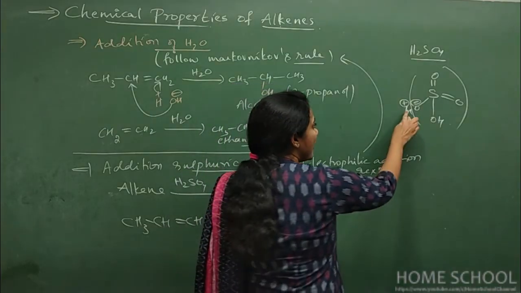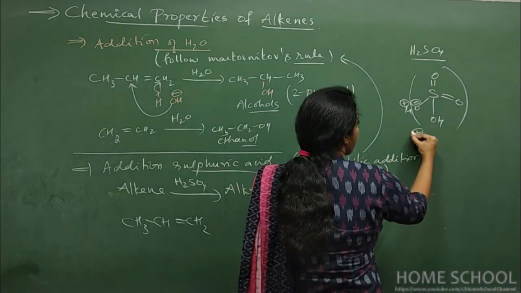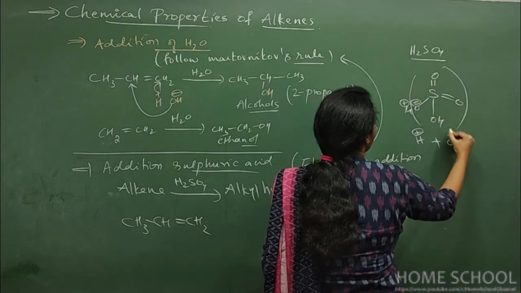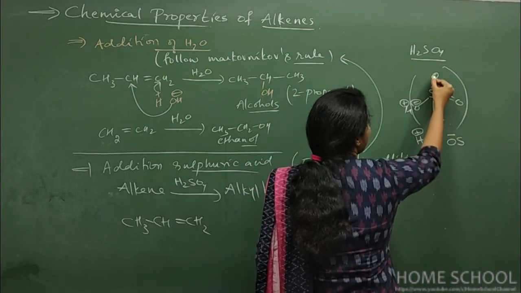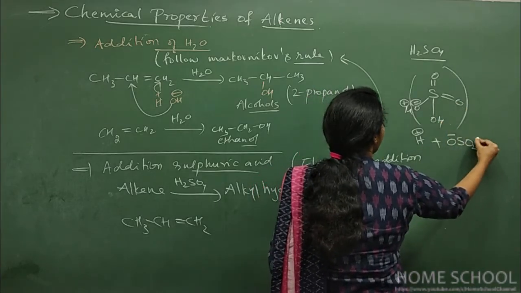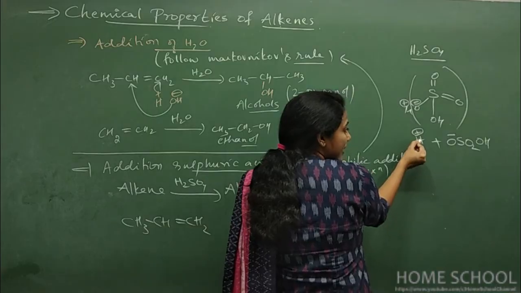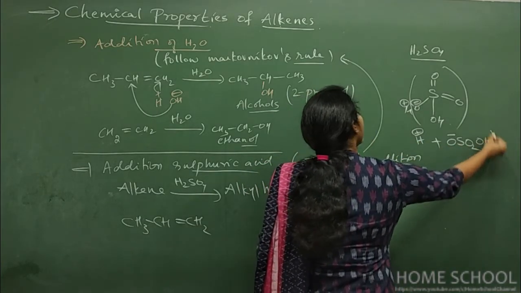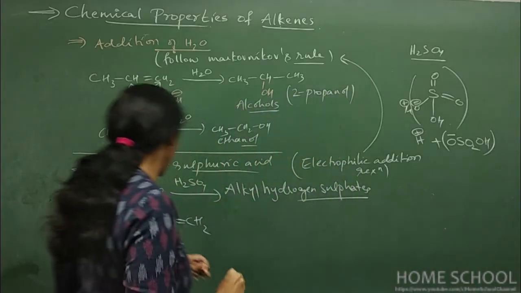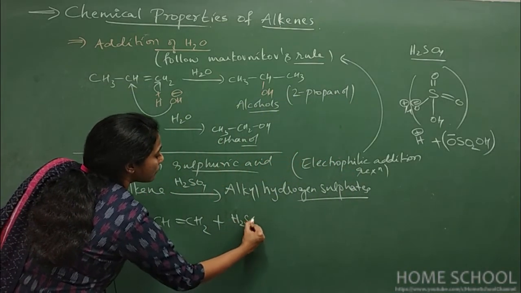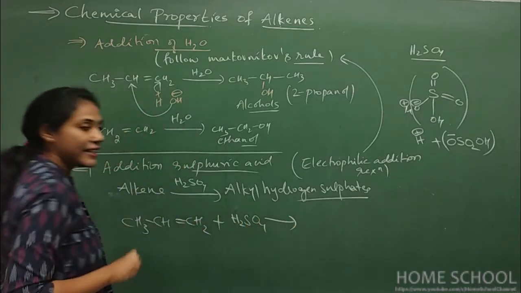So which is a positive part here? H plus is a positive part, and which is a negative part here? I can write negative part as O minus. I'll join these two oxygen, I'll write it as SO2 and I'll write this OH separate OH. Okay, so H plus is a positive part. O minus SO2 OH is the negative part. So whenever I add H2SO4, are you able to write that addition product?